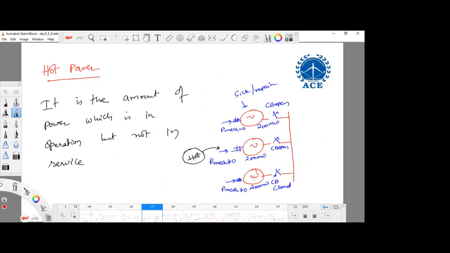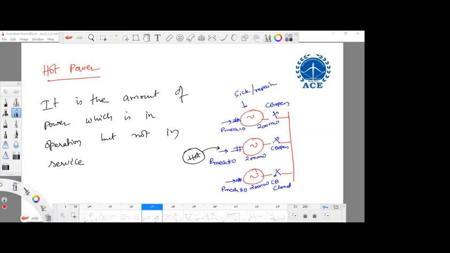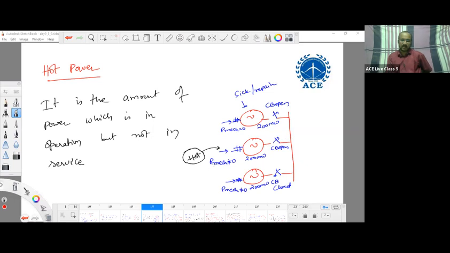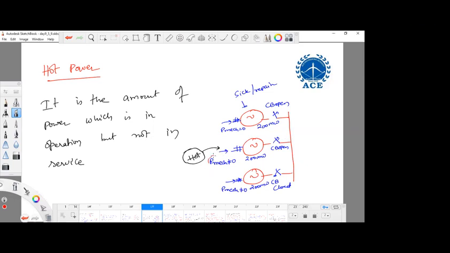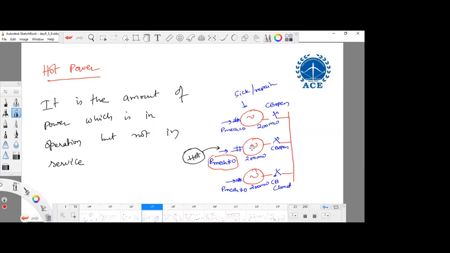Another doubt, sir. In hot spare, what is the power? P mechanical is not equal to 0, but the CB is opened, so it is not delivering any power. It is just floating on the bus bar. In excitation, excitation is also 0. That is a minimum excitation and minimum input will be provided.